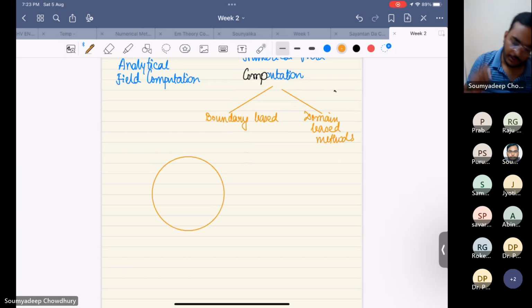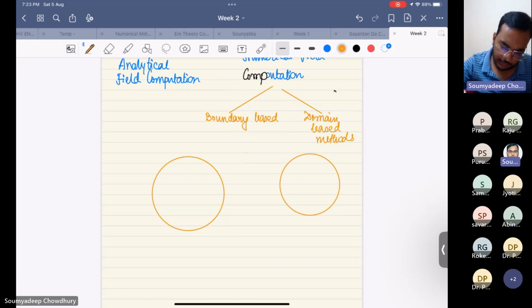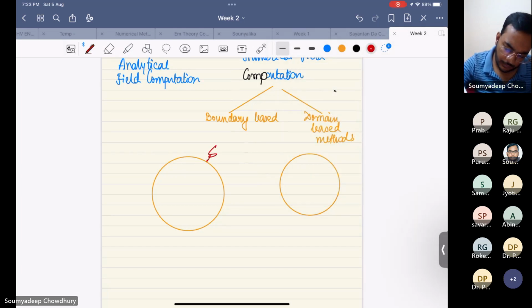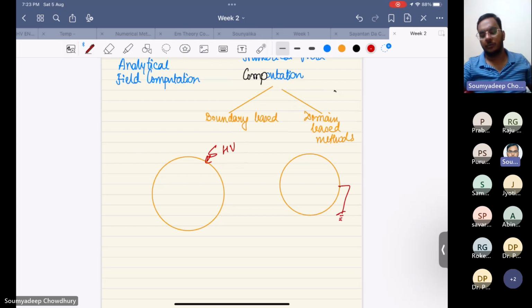Suppose you have a spherical electrode, two spherical electrodes, say. To this one we are applying a high voltage. This one we have grounded. Now, I want the electric field at any point in the space. So how will you do that?